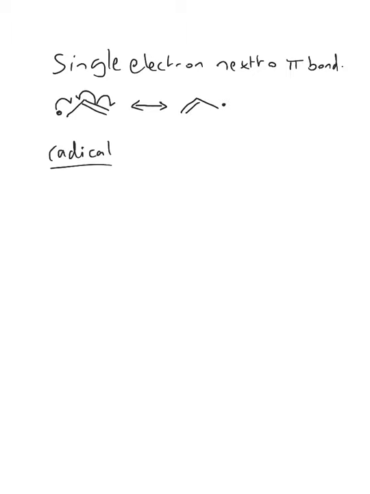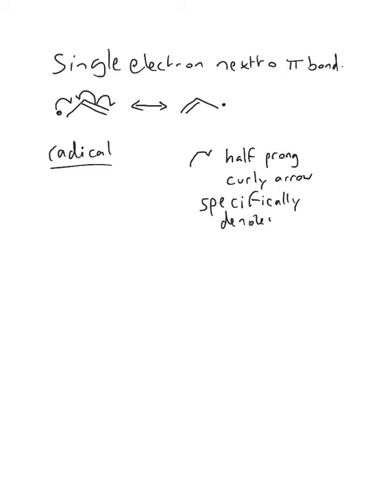So let's just focus on that. The half prong curly arrow specifically denotes movement of single electron. So what would be the difference? Well, I guess now is a good time to go over homolytic and heterolytic bond splitting as well.